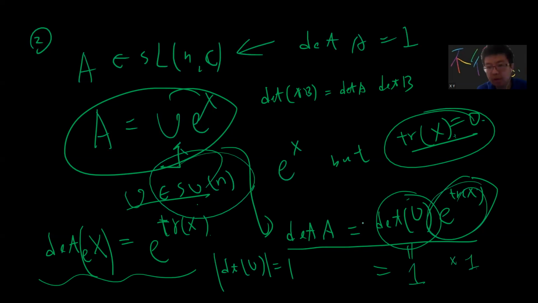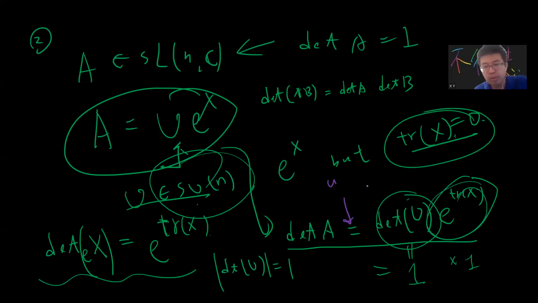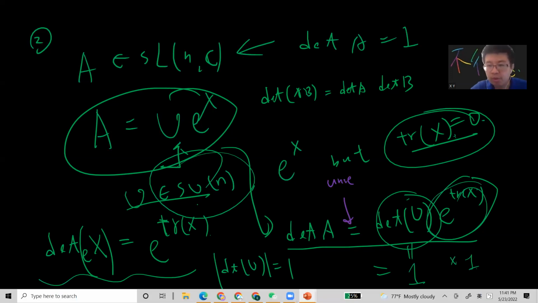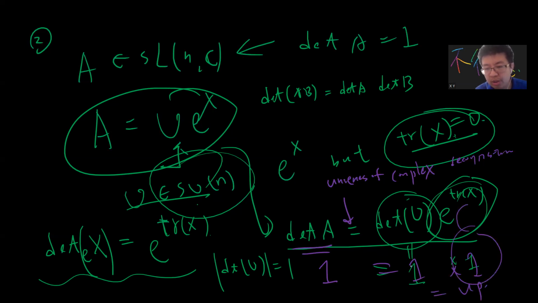Well, let me write carefully. This is due to the uniqueness of the complex number decomposition. Remember, at the first starting point we talked about the uniqueness of the complex number decomposition. I know that this is 1, so 1 must be 1 times 1 by this uniqueness. So this one must be 1, and this one must be another 1. This forces U to be special unitary, and the exponential of trace X must be 1, so trace X equals 0. So here we use the first elementary tool.